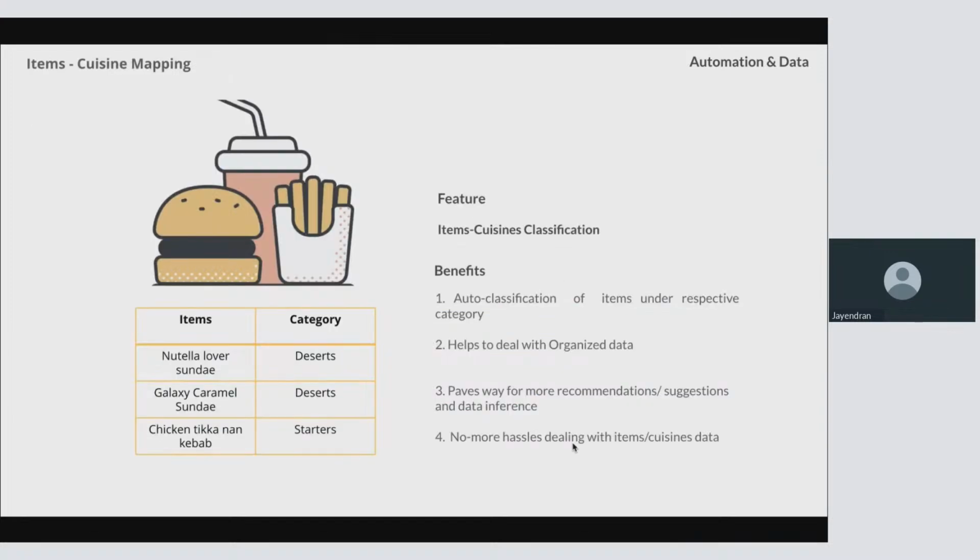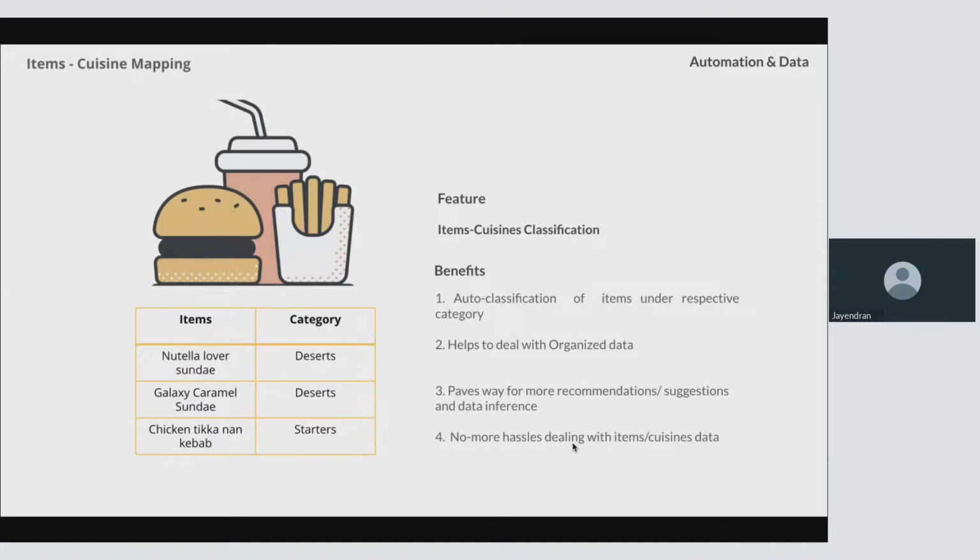Moving on with the cuisine mapping. In the earlier scenario, the items available in our system used to be with all the clumsy data. Let me give you an example, for instance, kebab. There was no mapping available for kebab, whether kebab falls under which category, whether it will fall under the main course or starters or desserts. This item classification was not at all there.